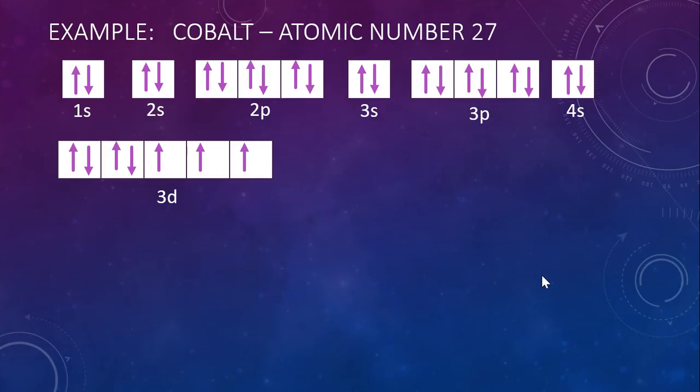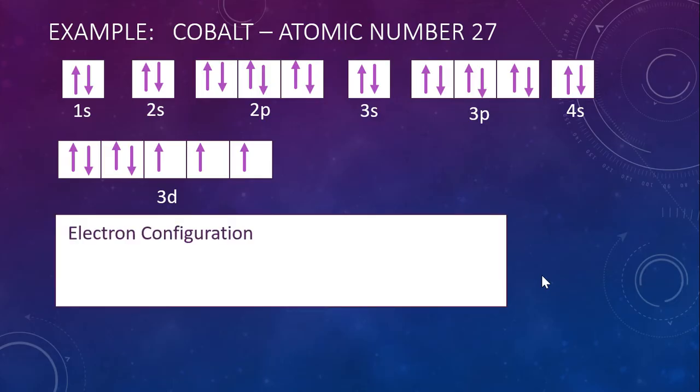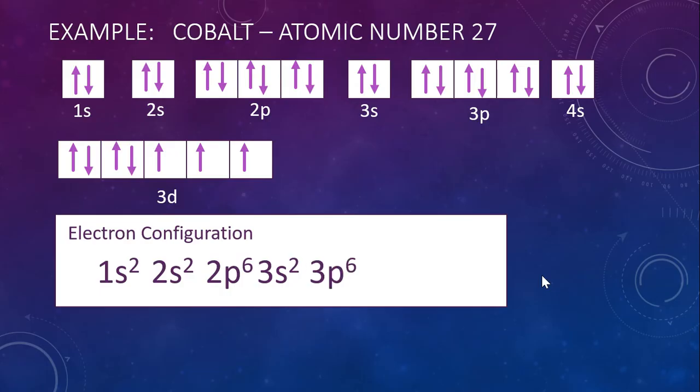Now, let's write the full electron configuration, starting at the beginning. There are 2 electrons in the 1s, 2 in the 2s, 6 in the 2p, 2 in the 3s, 6 in the 3p, 2 in the 4s, and finally 7 electrons in the 3d. So the total, complete electron configuration for cobalt is 1s2, 2s2, 2p6, 3s2, 3p6, 4s2, 3d7.